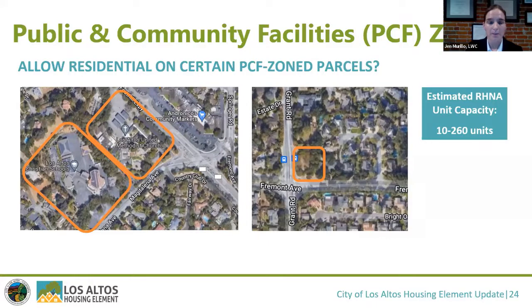Then another parcel on the right-hand side here is a vacant city-owned parcel at the corner of Grant and Fremont. This parcel is just over half an acre. Although it's not developed, it is designated as parks in the general plan. And these parcels, if we allow residential on these, could allow a pretty big range of units, looking at between 10 to 260 unit capacity. Next slide.